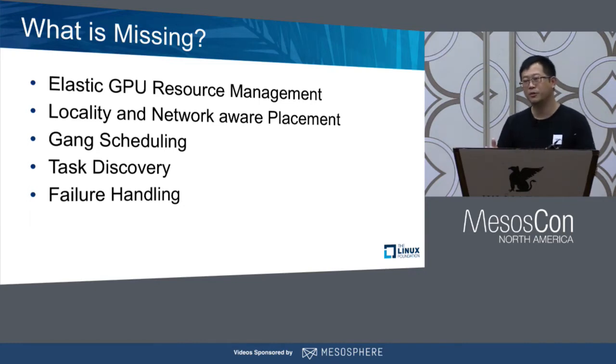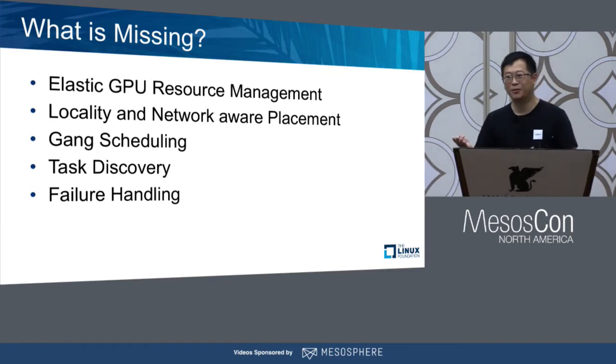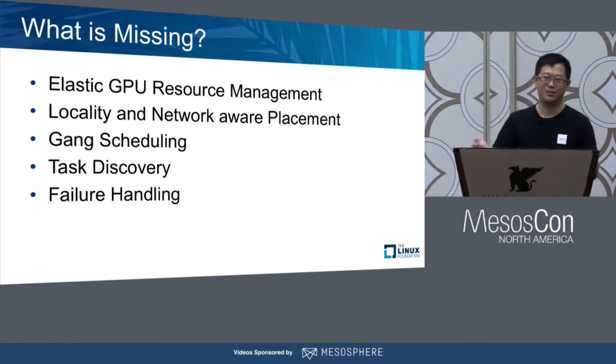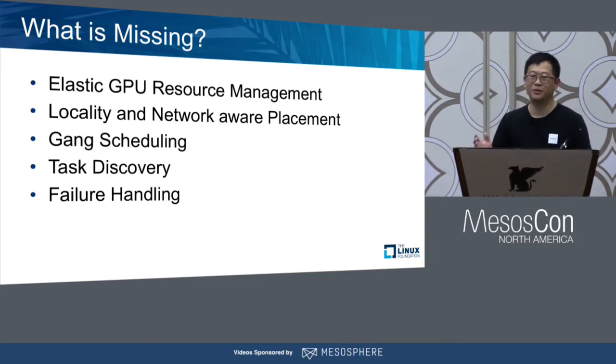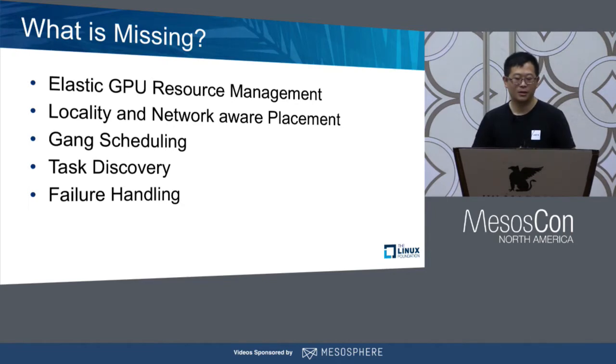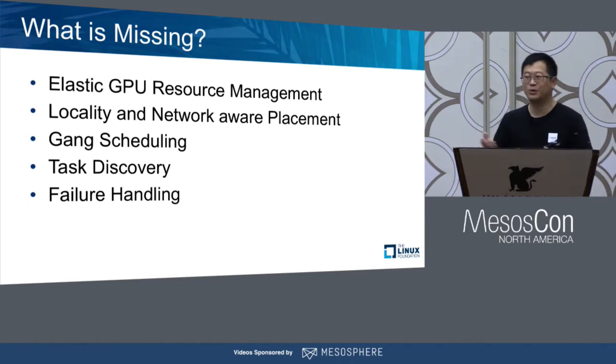Because GPU is a resource which is very expensive. As you probably know, an enterprise grade GPU is like $5,000 for one piece, and you put four of them in one machine, that's like $20,000 right there, plus the power support and rack, everything. So GPU is very, very expensive. Of course, you don't want the GPU resource to sit there idle.